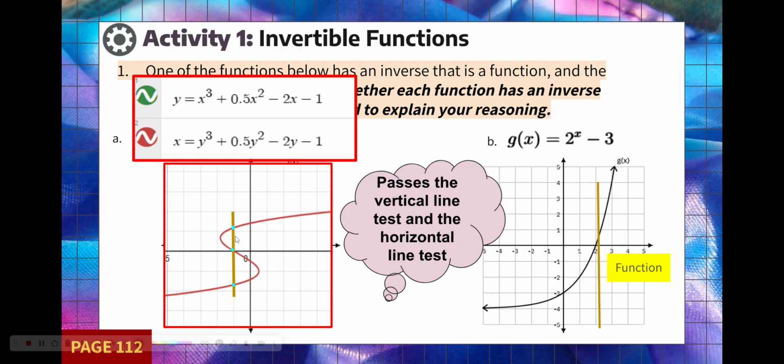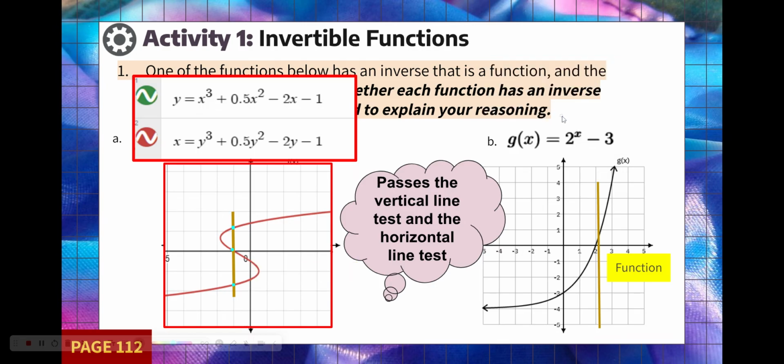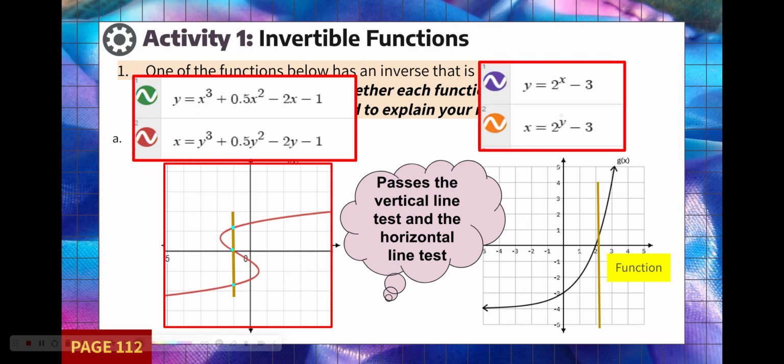Okay? So this is the other one. Wait, hold on. This is not a function. Now, for the second one, you're going to plug in y. You are replacing g of x by y. y equals 2 raised to x minus 3, and then y will turn to x, your x will turn to y, and this is how the graph looks like.